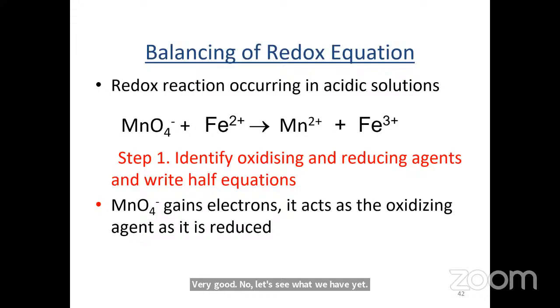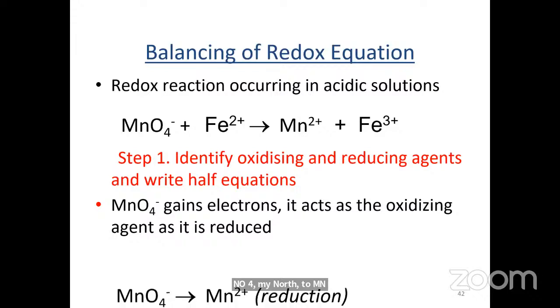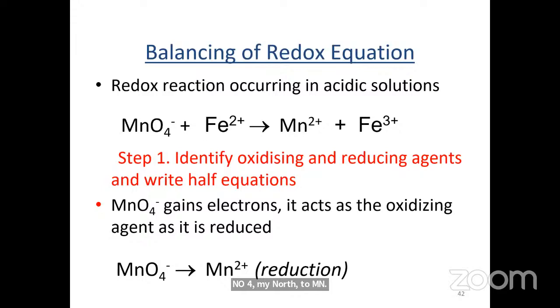How do we know? MnO4 minus gains electrons. So it acts as the oxidizing agent. Therefore, it is reduced because it has gained electrons going from MnO4 minus to Mn2 plus. So the half equation for that is MnO4 minus going to Mn2 plus.